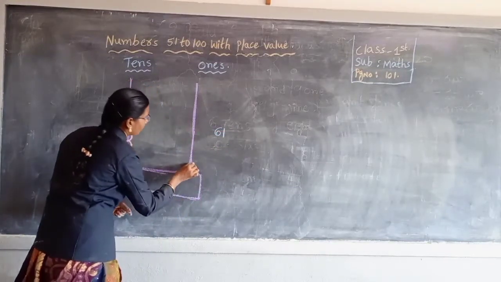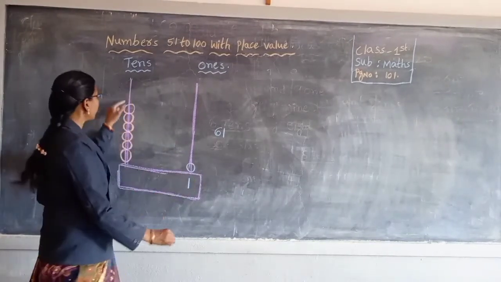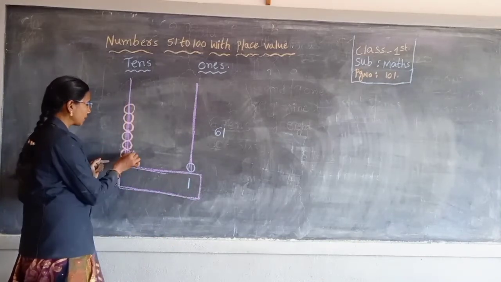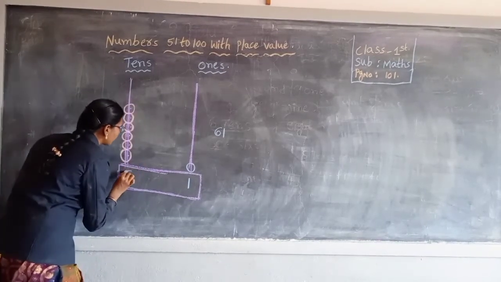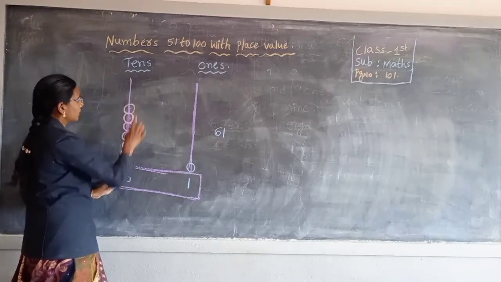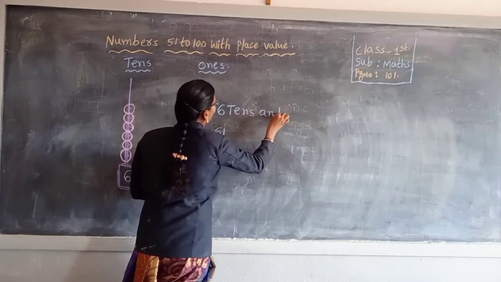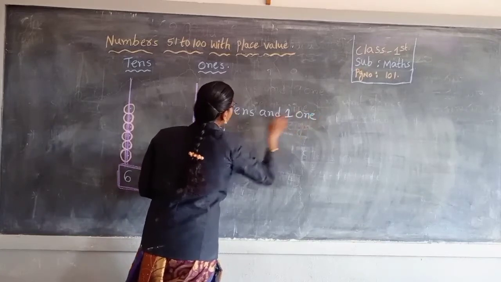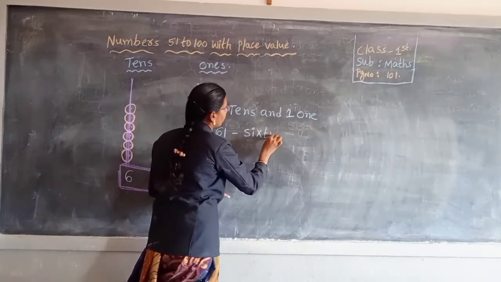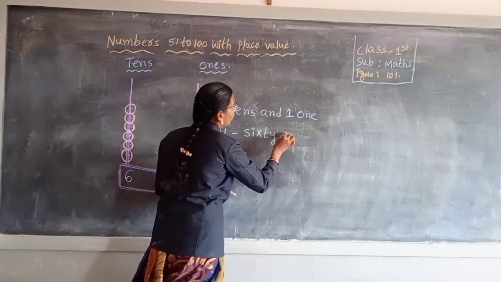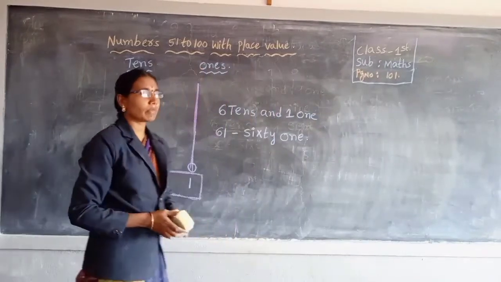61. Ones place. How many beads do you have? Count, children. 1. Tens place, how many beads do you have? Count, children. 1, 2, 3, 4, 5, 6. So, 6 beads you have. So, 6 tens. 6 tens and 1. 61. S-I-X-T-Y, 60. O-N-E, 1. 61. 61 comes after which number?